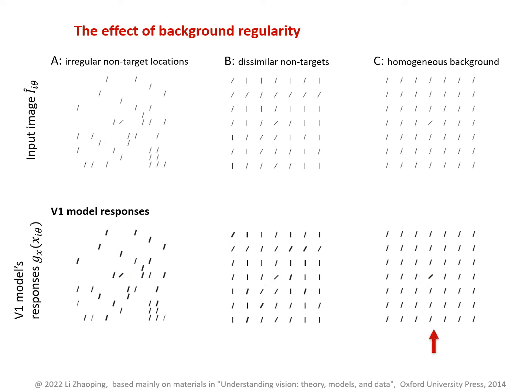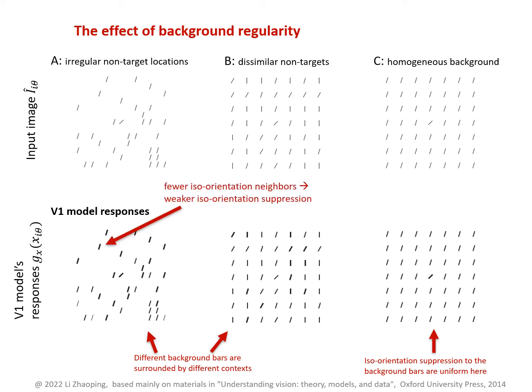Homogeneous background gives homogeneous background responses because iso-orientation suppression acting on the background bars is also homogeneous. However, the iso-orientation suppression is not as homogeneous in these two cases. Different background bars are surrounded by different contextual inputs. For example, this bar has fewer neighbors, so is under weaker iso-orientation suppression.